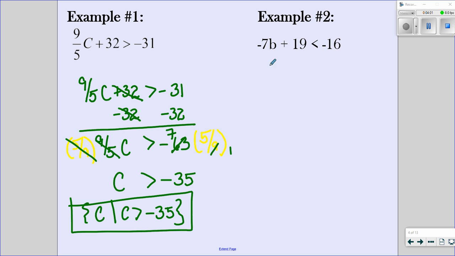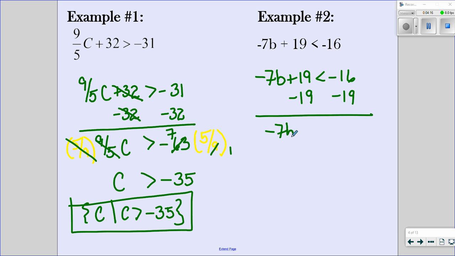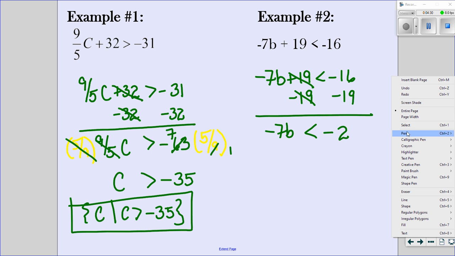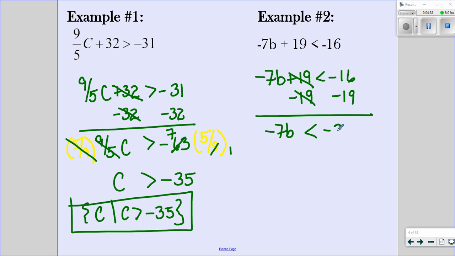Okay. All right, so now I need to solve for b, and the first thing I'm going to do is, of course, rewrite this, and I'm going to subtract 19 on both sides. So I can have negative 7b alone because it has the variable. This cancels out. And then I add those two, which will give me negative 35.